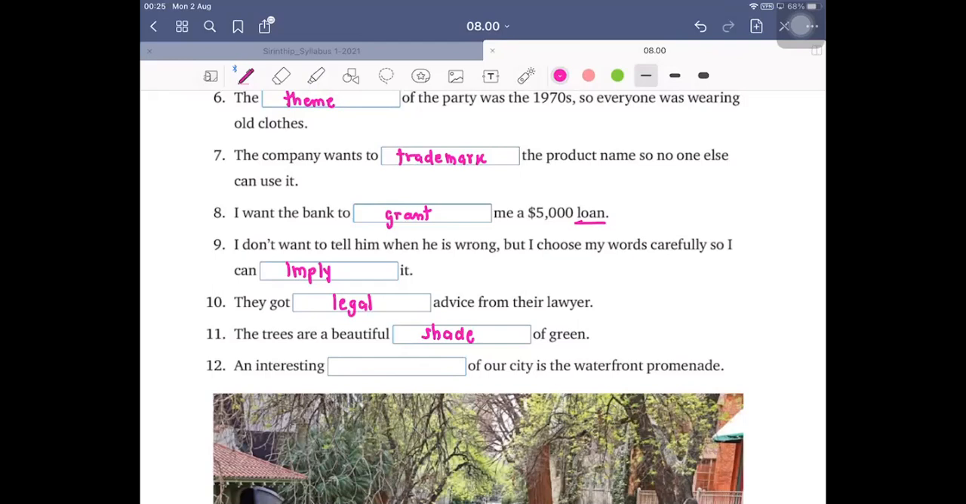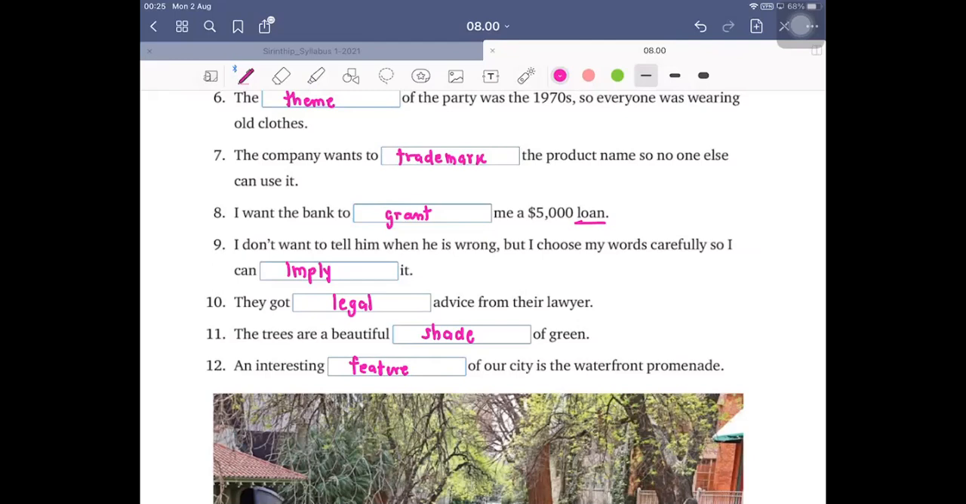Number 12, last one, an interesting feature. A feature of our city is the waterfront promenade. So maybe your city has something interesting and different. So feature is something that's important, a specific quality about a place, a person. Okay, feature. Right, so I hope that these words are clear for you.